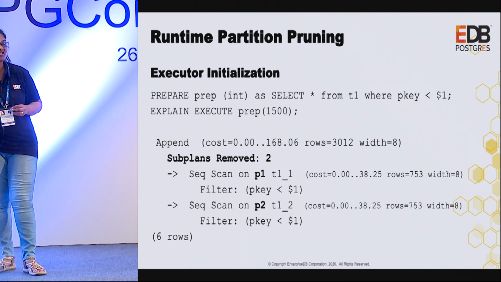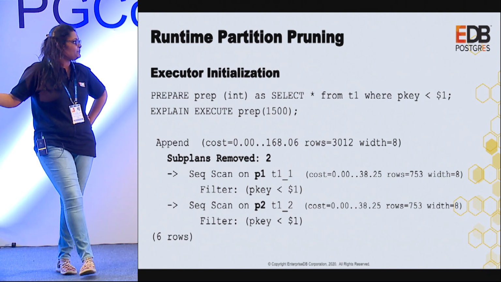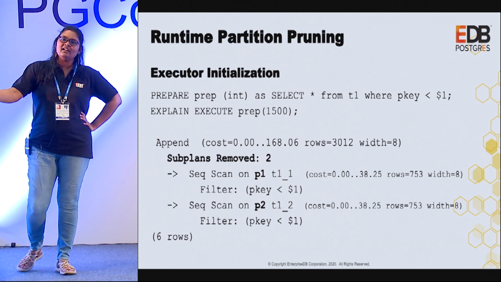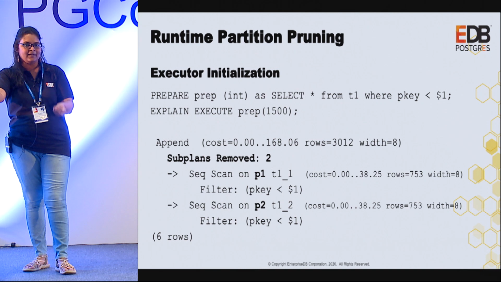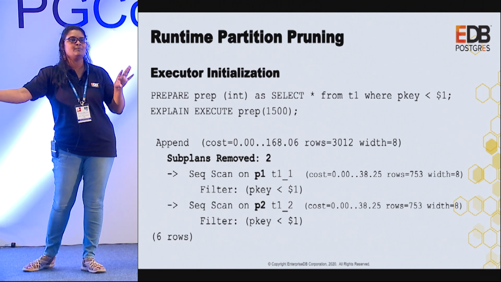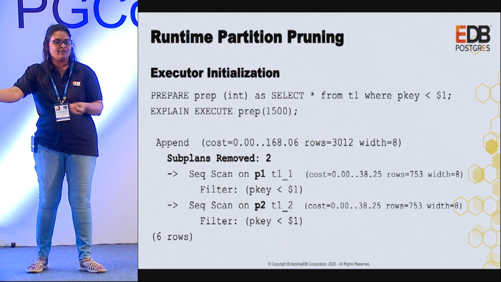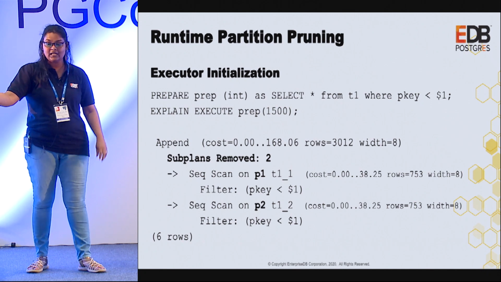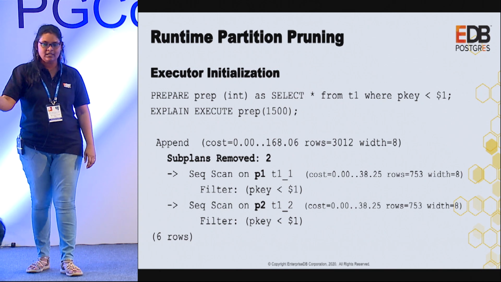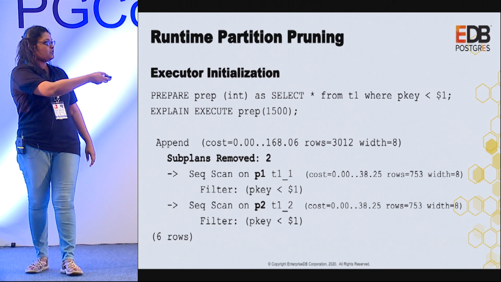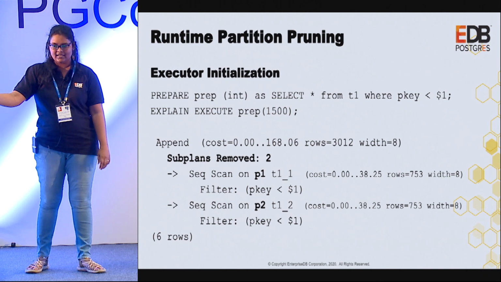When I say executor initialization, it usually means the prepared query, where you create a statement using the PREPARE command. When you execute the query, it has an already prepared plan, but when you execute the prepared statement for a particular value, it determines which partitions it can choose for that value. As you can see, when I executed for value 1500, it determined that it does not require 2 out of the 4 partitions in that table. It specifically mentions subplans removed 2, and then only scans the 2 partitions which satisfy the criteria I have given.